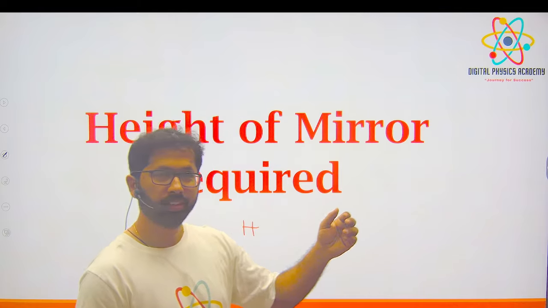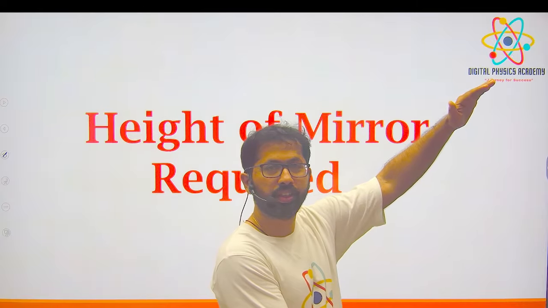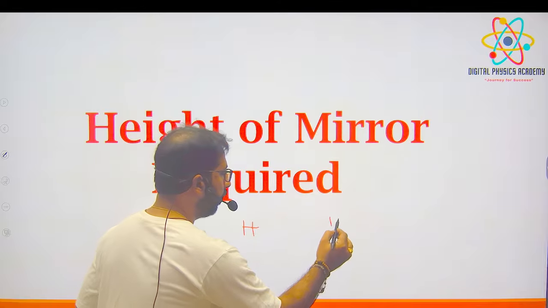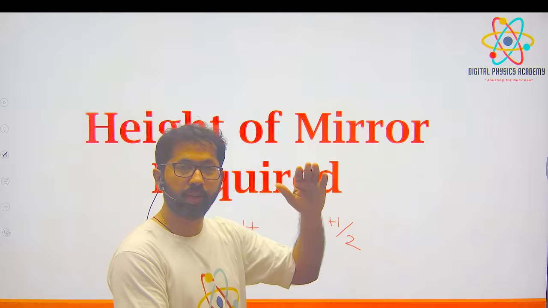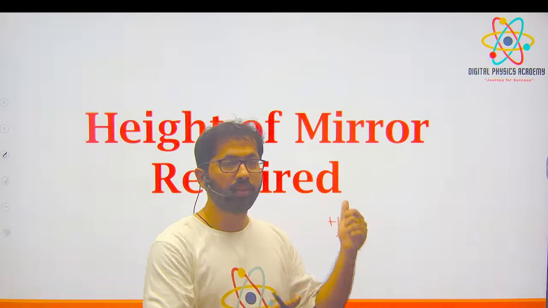H. So he is 6 feet tall. So will you buy a 6 feet plane mirror? No. So the answer is h by 2. If I put a plane mirror of height h by 2, we can see the complete image of the person in the plane mirror, and we will prove it also.